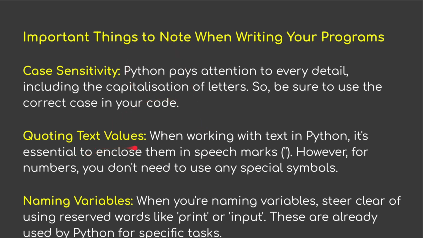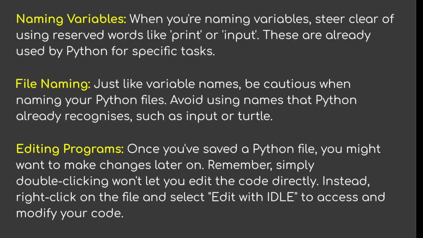Okay, quoting text values. When working with text in Python, it's essential to enclose them in speech marks. However, for numbers, you do not need to use special symbols. Okay, naming variables. When you're naming a variable, steer clear of using reserved words such as print or input or turtle. These are already used by Python for specific tasks.